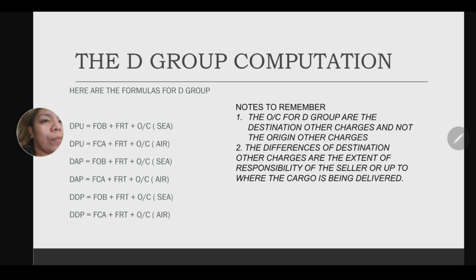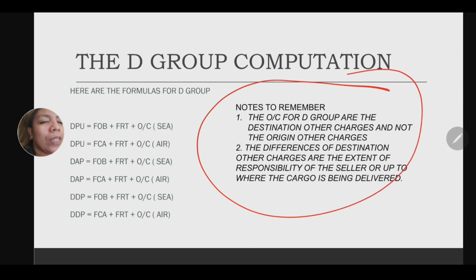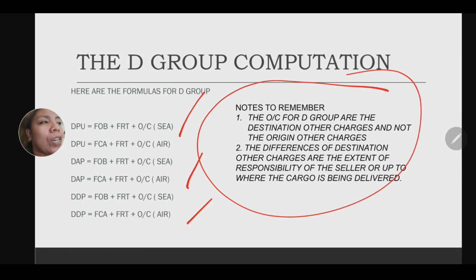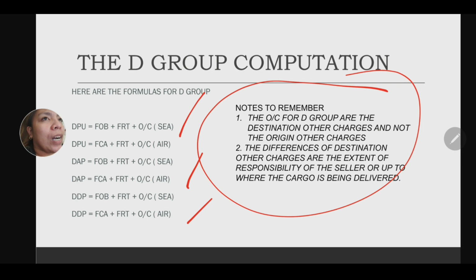Okay, we just need to remember that the other charges for the D group are the destination other charges and not the origin other charges. The differences of destination other charges are the extent of the responsibility of the seller, or up to where the cargo is being delivered. So for all these three D groups, the thing that we should look at is the differences in their other charges, because that is where the changes will be seen.